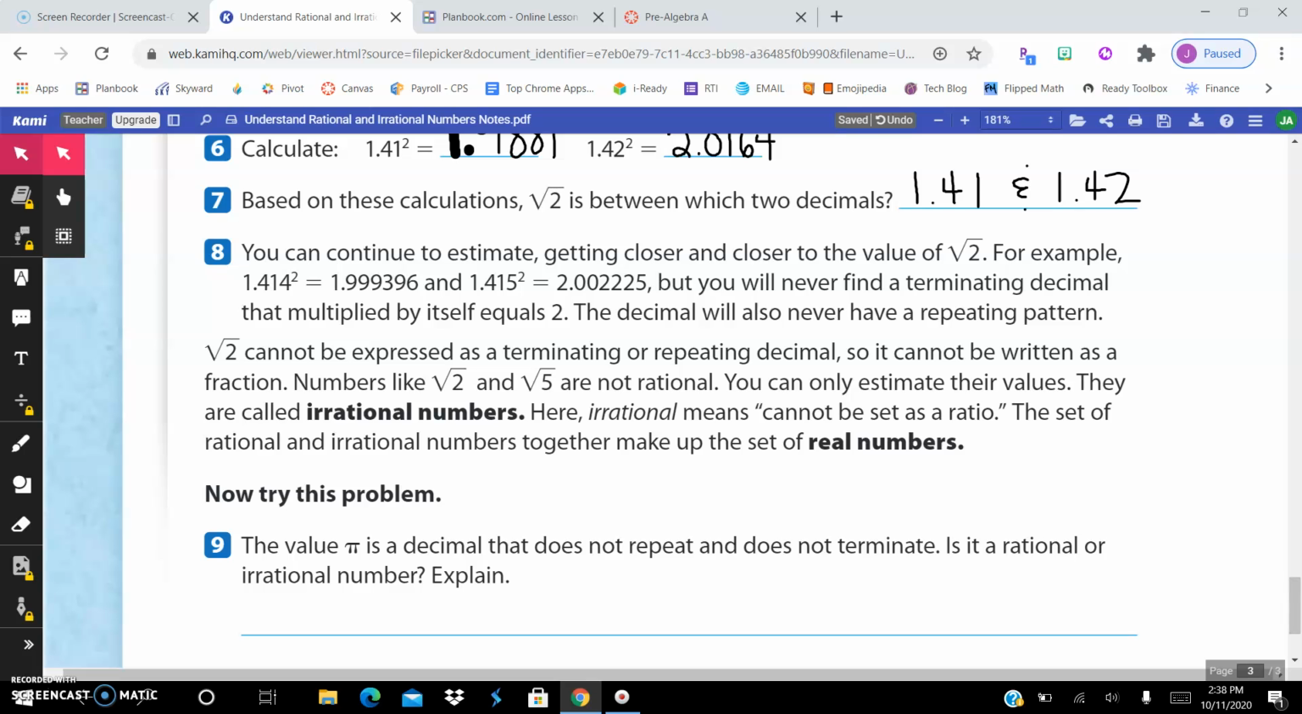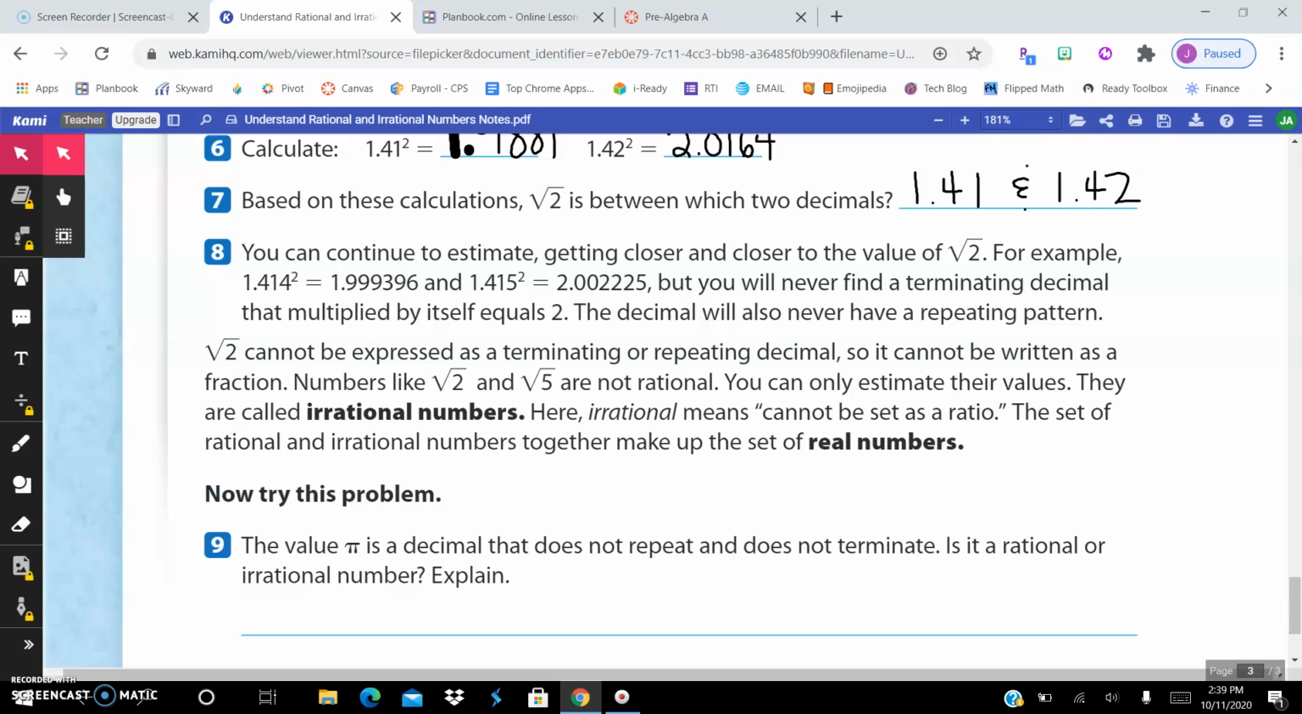Number 8 says you can continue to estimate getting closer and closer to the value of the square root of 2. For example, 1.414 squared is 1.999396, and 1.415 squared is just a little bit over 2 at 2.002225. But you will never find a terminating decimal that multiplied by itself equals 2. The decimal will also never have a repeating pattern. So this leads us into irrational numbers. This means that we will never be able, no matter how hard we try, to find an exact answer to the square root of 2.